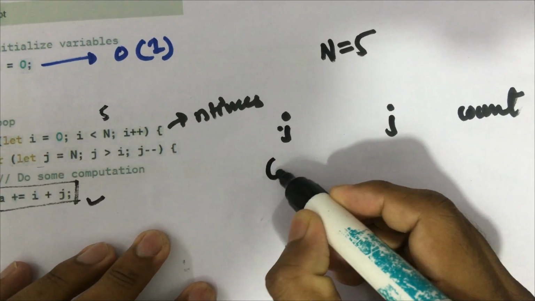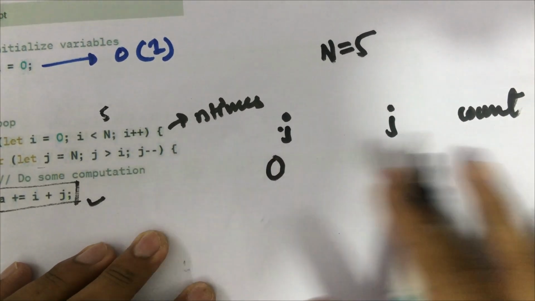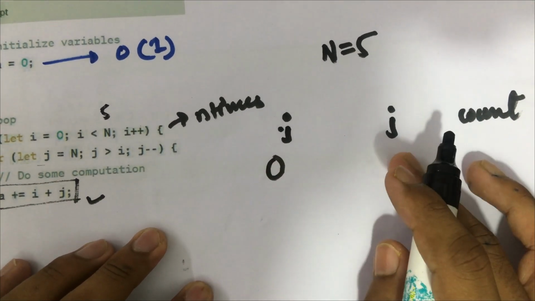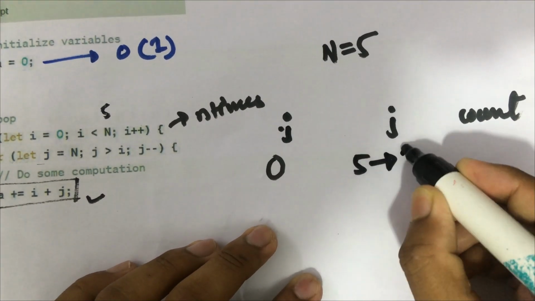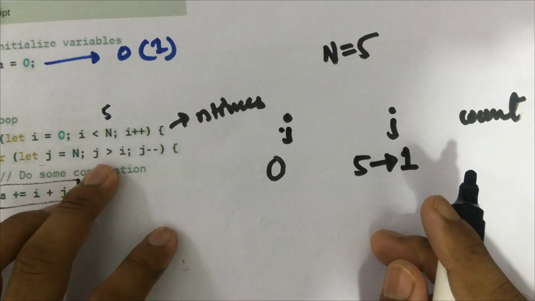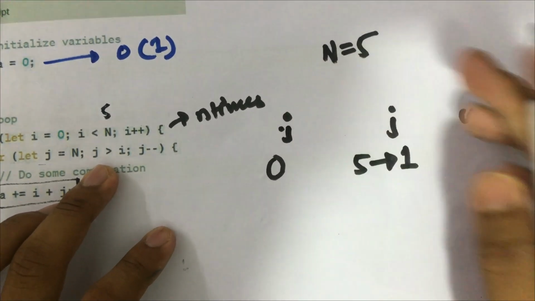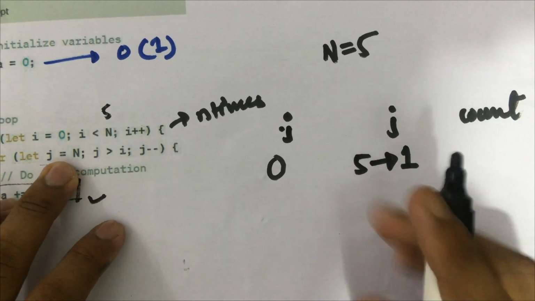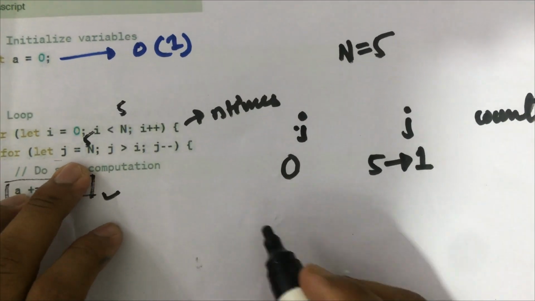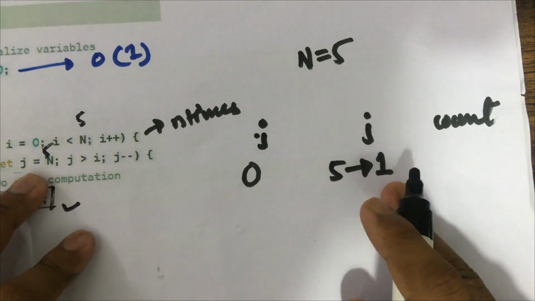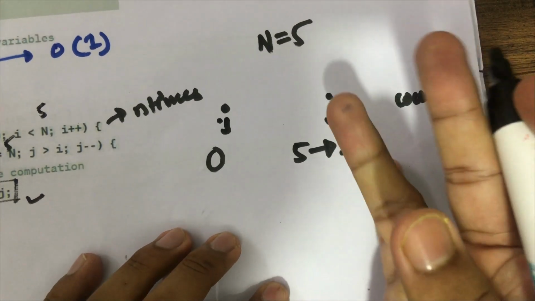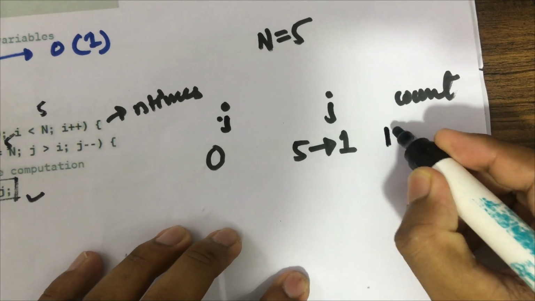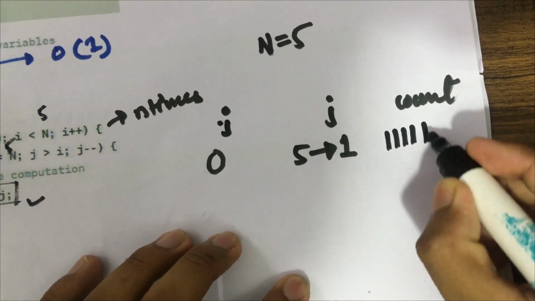This is the first round of the loop, and i equals 0, and j is equal to how much? 5 to 1, clearly. If n is equal to 5, then since j starts at 5 according to this loop, j's value will go from 5 to 1. So how many times will this statement inside the for loop execute? It will execute 5, 4, 3, 2, 1, basically 5 times.